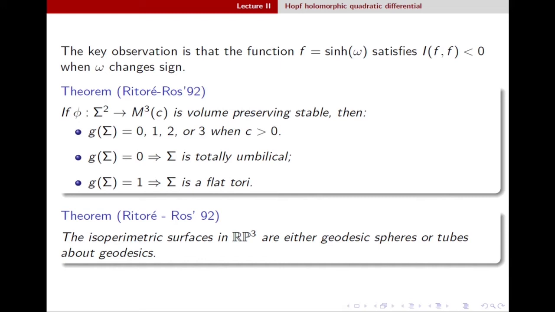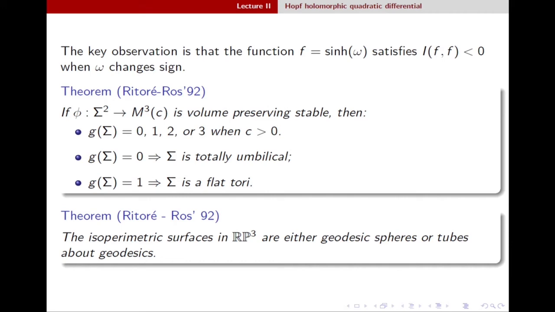So we have the topological restriction in any spherical space form. We also have the geometric description that works in any space form, okay? And using that, Ritter and Ross gave a proof of the isoperimetric problem in RP3. So in that case, you have both geodesic spheres and tubes about geodesics as isoperimetric surfaces.